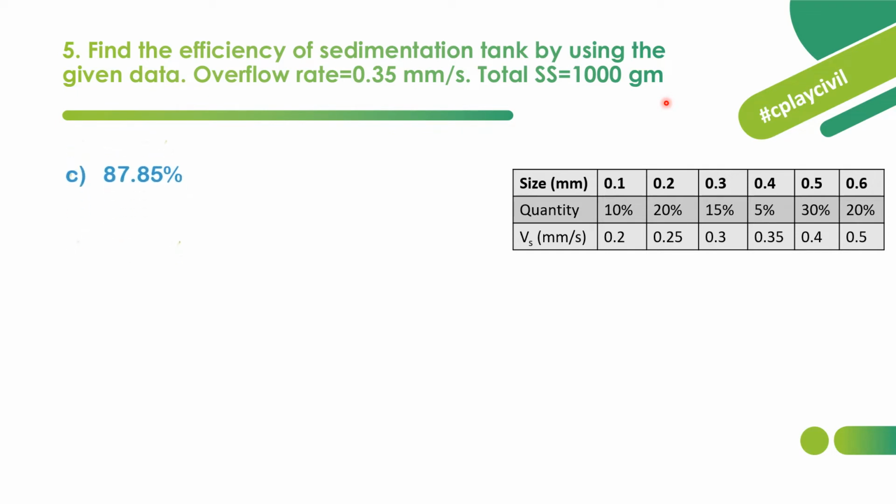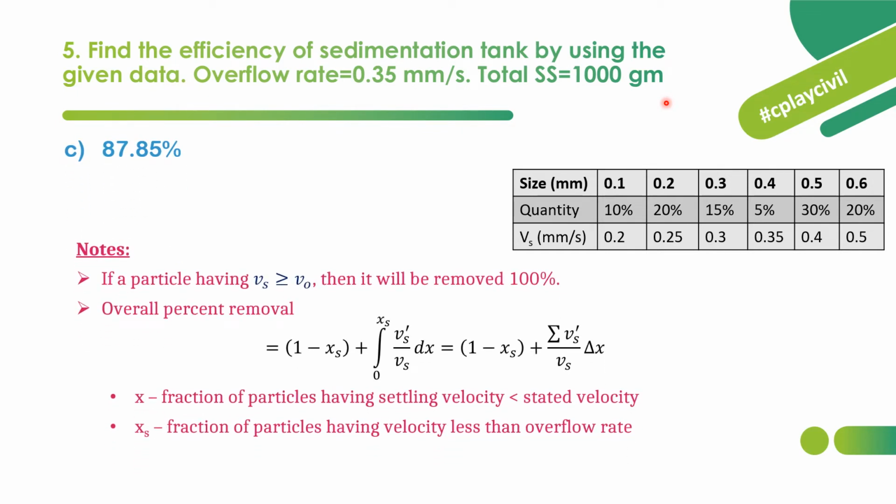Here the option C is correct, 87.85%. So the concept is, if a particle having settling velocity greater than or equal to overflow rate or surface loading rate, then that particle will be removed 100%. So here, which is the particle having settling velocity more than overflow rate? Here you can see overflow rate is 0.35. First particle, that is having size 0.1 mm, having settling velocity 0.2, which is less than overflow rate. So that means 100% of this particle will not be removed. So how much percent of this particle may be removed? That is nothing but 0.2 by 0.35.